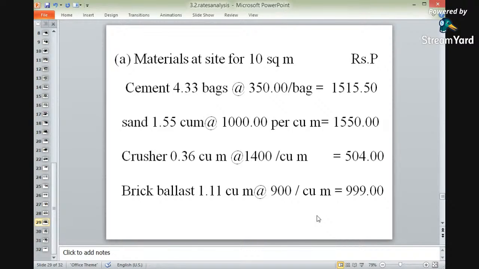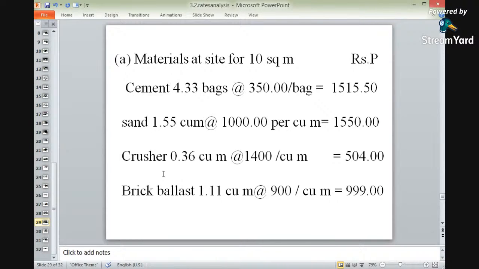Again, materials at site for 10 square meters. Cement required, already taken as 4.33 from the previous calculation, multiplied by the cost of a cement bag, comes to 1515.50. Sand required is 1.55 multiplied by its per cubic meter rate of 1000, which comes to 1550.